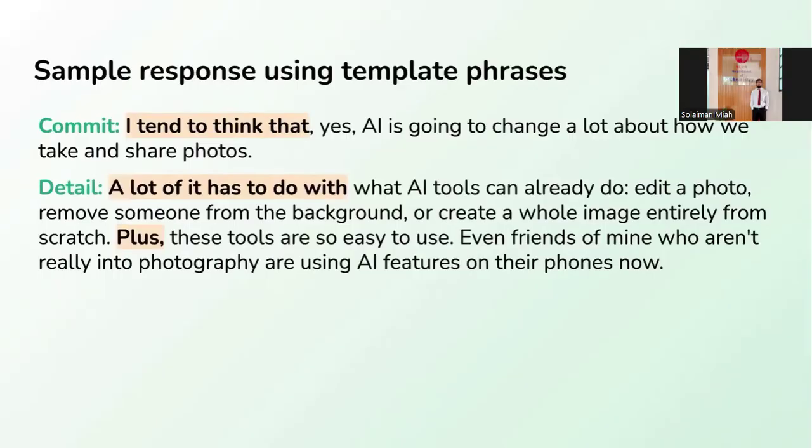For the detail step, I used, a lot of it has to do with, to open how I'm going to explain my position. That phrase from the menu is just there to help me get into the reasoning. The specific examples, the editing, removing, generating, are content that I'd come up with on the spot to make the answer concrete. I also used the transition plus to tack on an additional characteristic of these tools: ease of use.